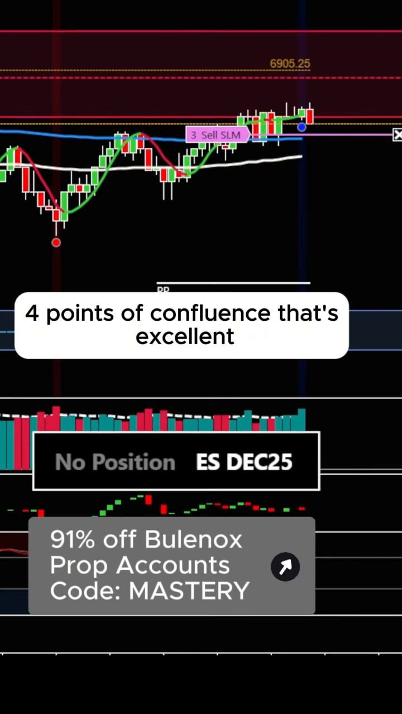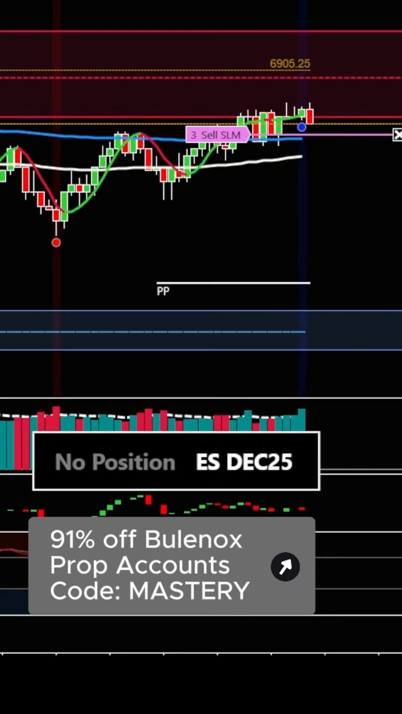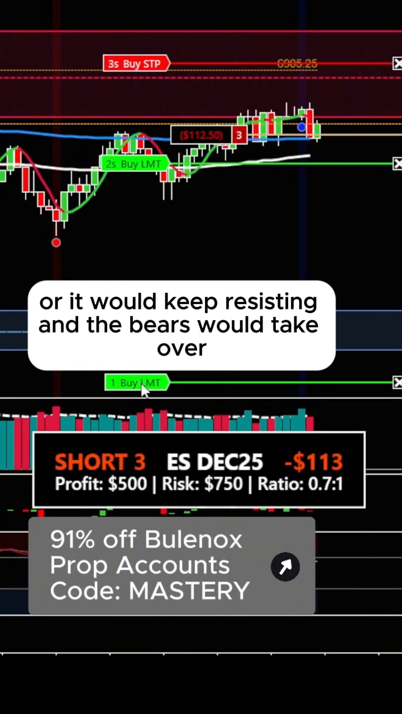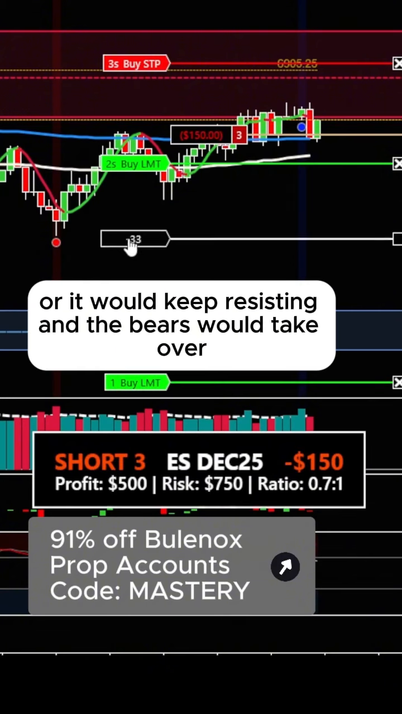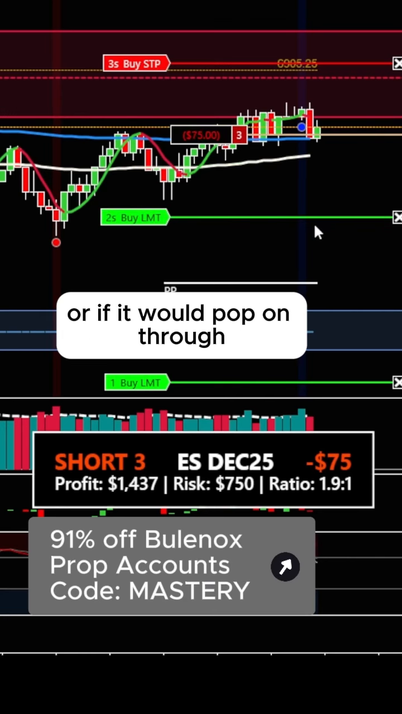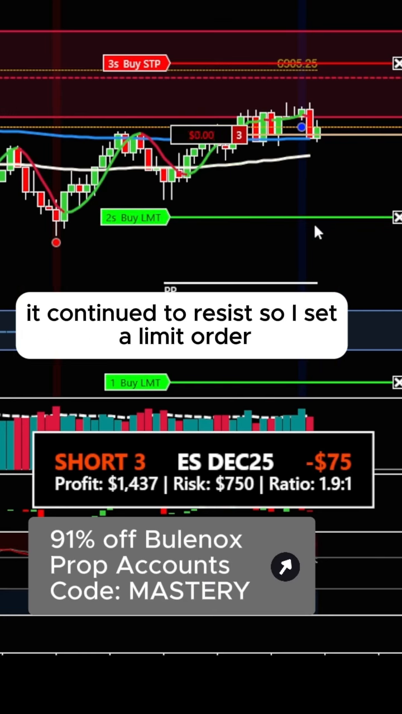4 points of confluence. That's excellent. Either this area was going to be broken through and the bulls would take over, or it would keep resisting and the bears would take over. Either way, the volume was good, and I wanted to see if price would continue to resist or if it would pop on through. It continued to resist, so I set a limit order.